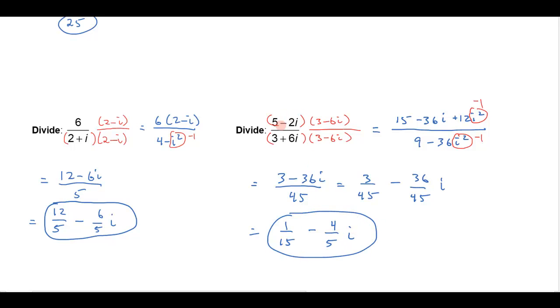So if I take this complex number, 5 minus 2i, divide it by this complex number, 3 plus 6i, by multiplying by the conjugate of the denominator, then I will end up with this complex number, 1 15th minus 4/15 i.